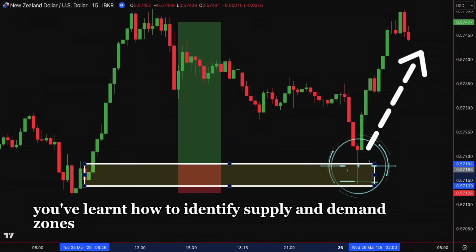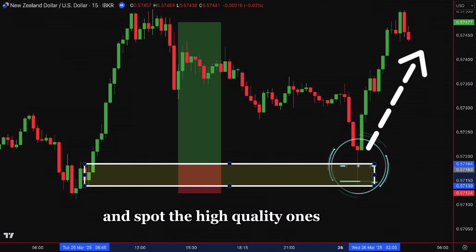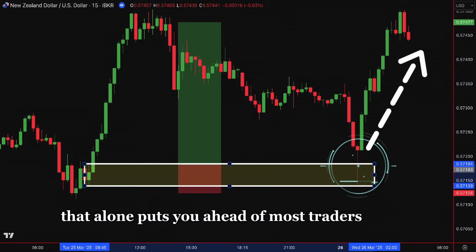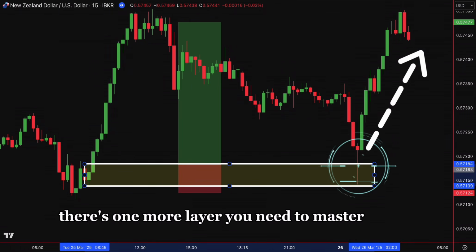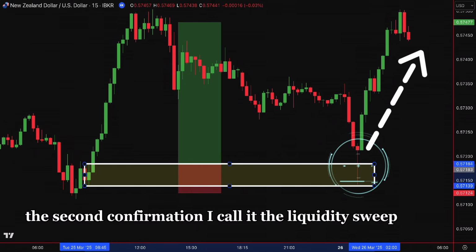By now, you've learned how to identify supply and demand zones and spot the high-quality ones. That alone puts you ahead of most traders. But if you really want to trade like smart money, there's one more layer you need to master. The second confirmation. I call it the liquidity sweep.